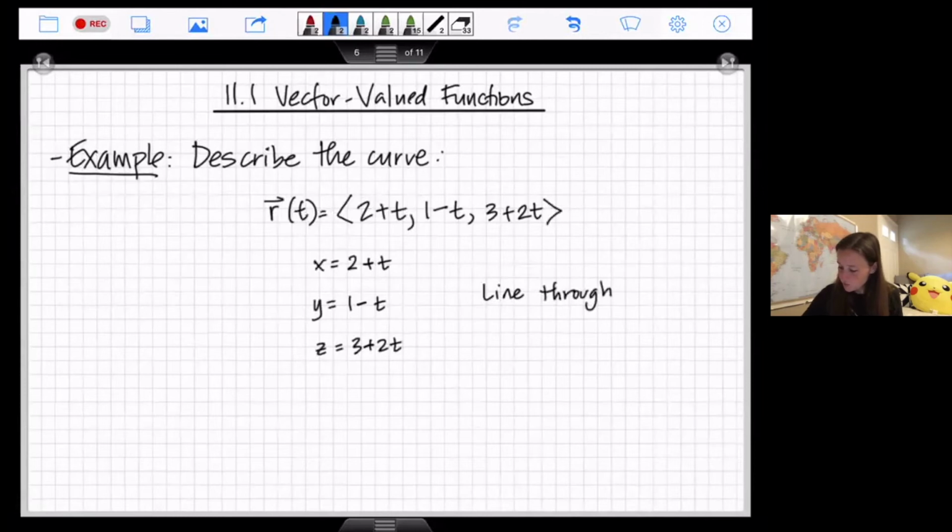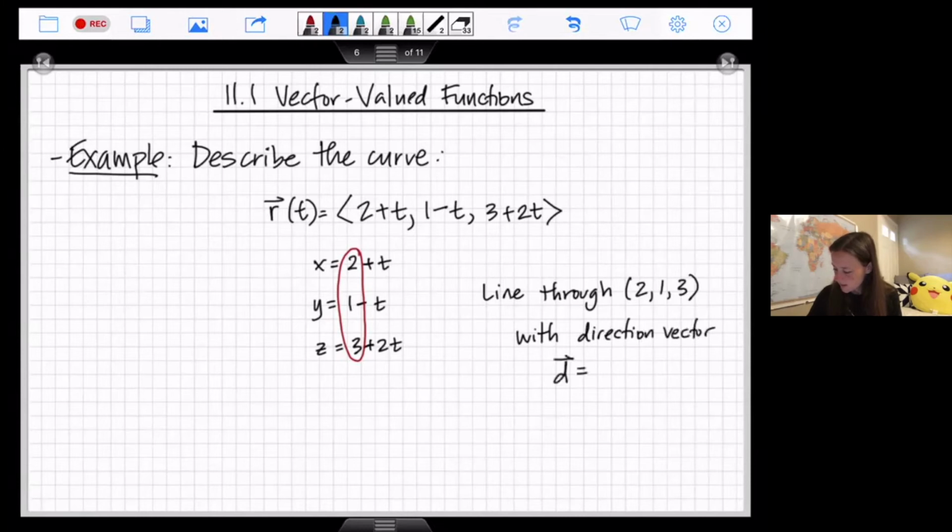It's going to be through the point right here, (2, 1, 3). And remember that the coefficients of the t's give us the direction vector. So our direction vector is all the coefficients of the t's: 1, negative 1 in the middle, and 2 on the end.